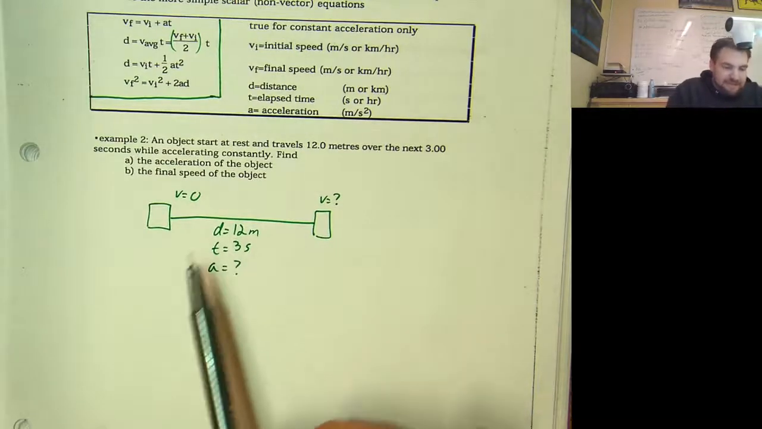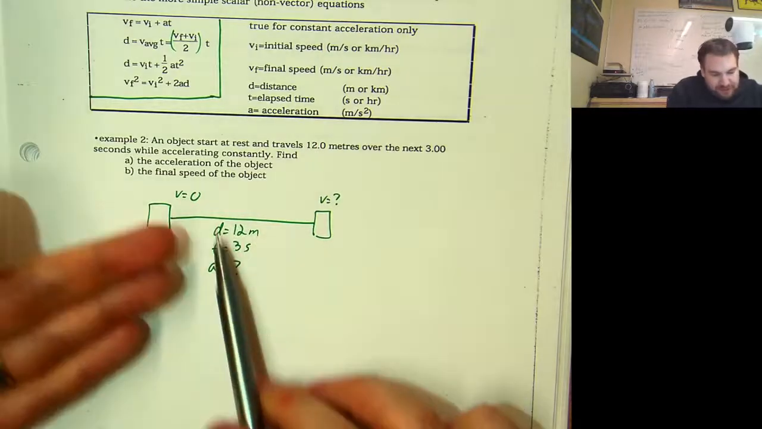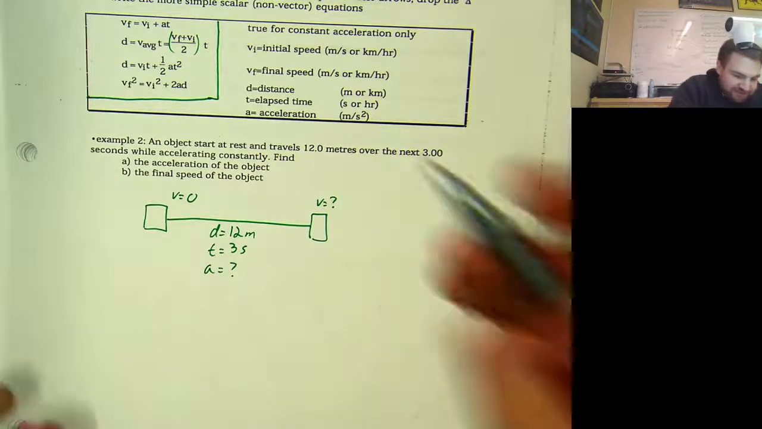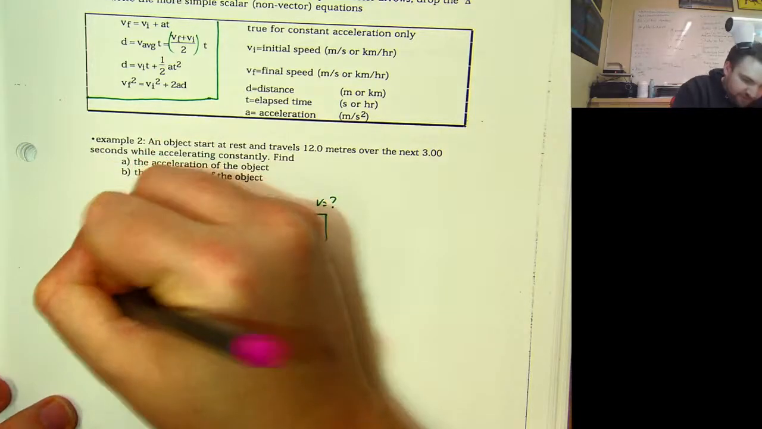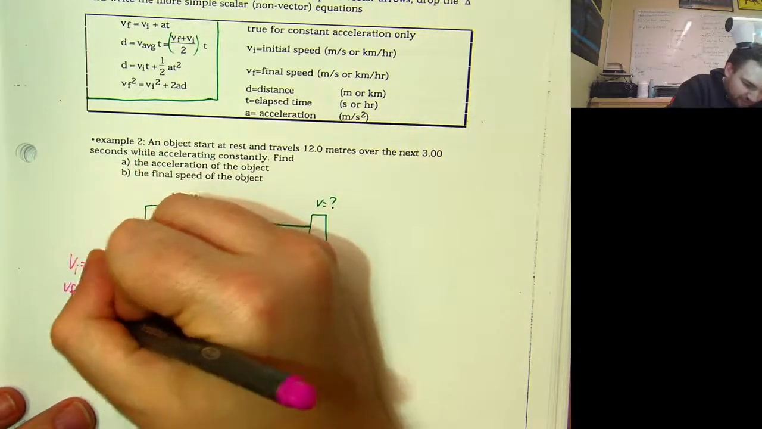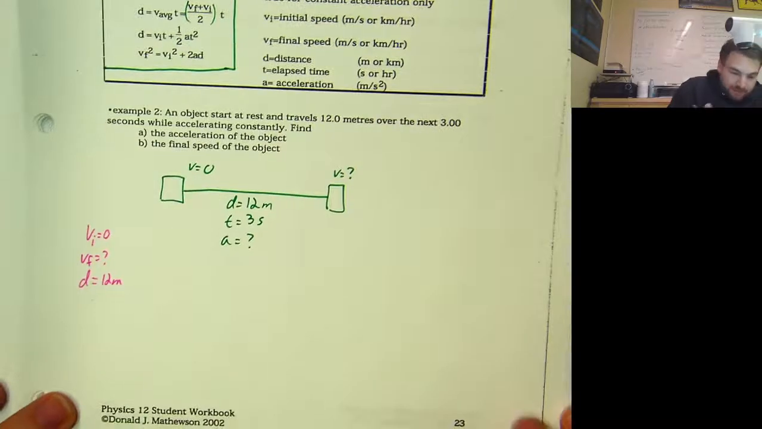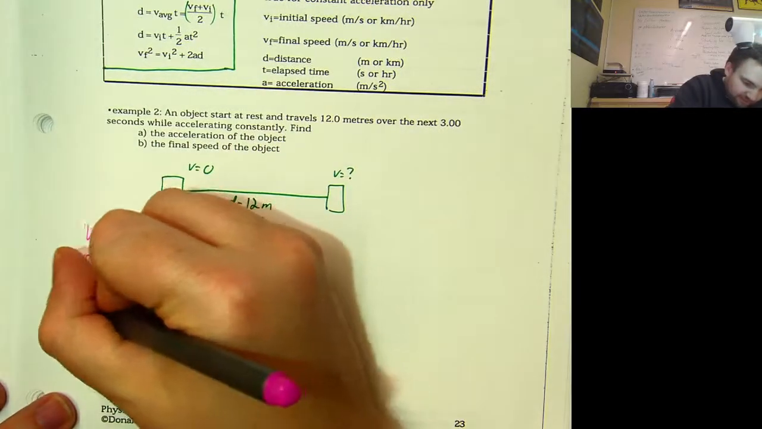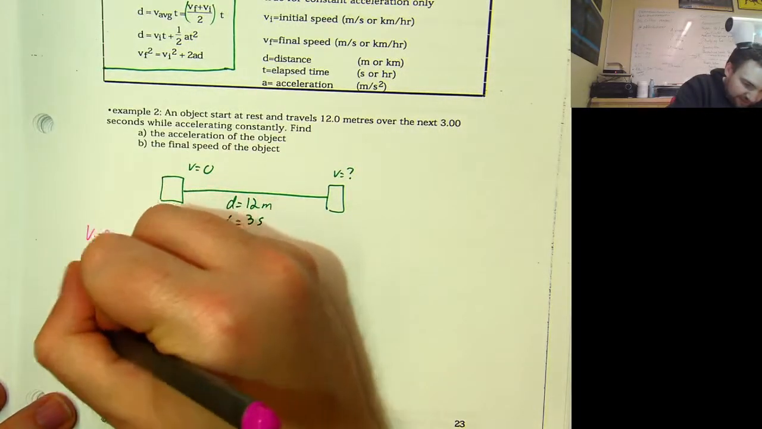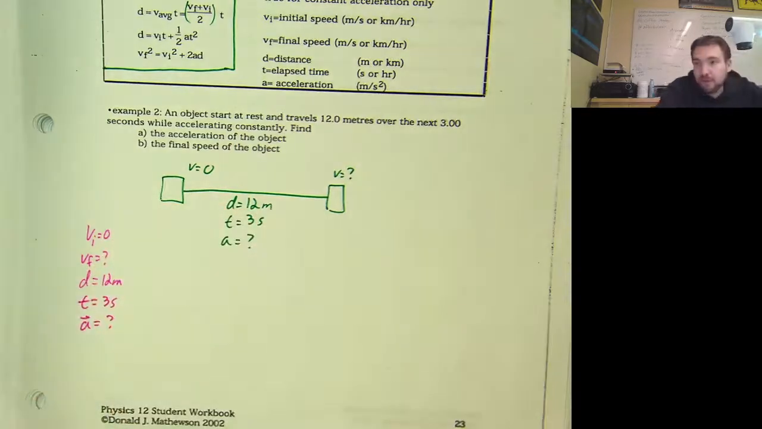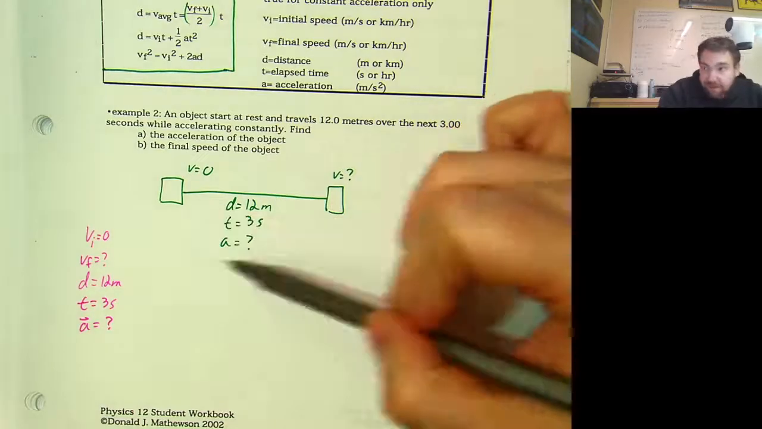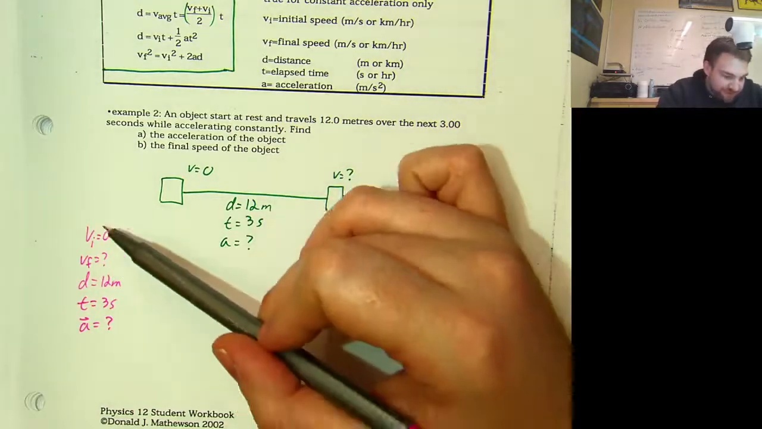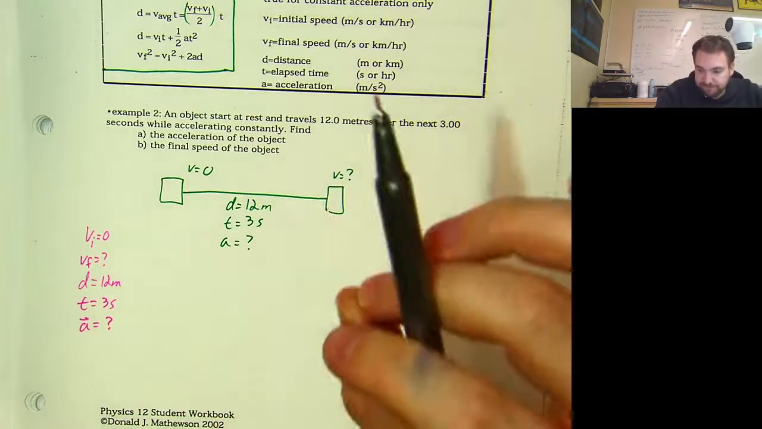I've got my list of knowns and unknowns. You don't have to put it on the picture. I could have put it over here. V initial equals 0. V final equals question mark. D equals 12 meters. T equals 3 seconds, and A is equal to, I don't know. I don't care if you put all the stuff you know into the diagram or if you list it separately. You have to do it somewhere.